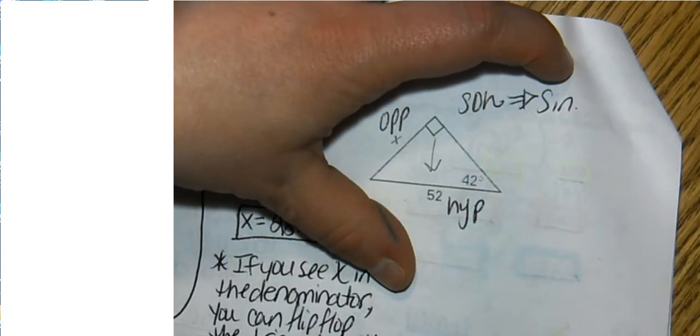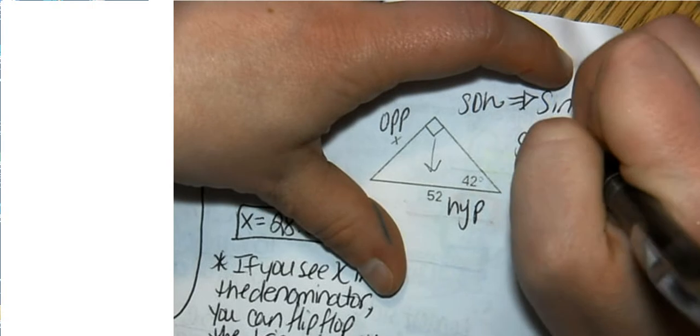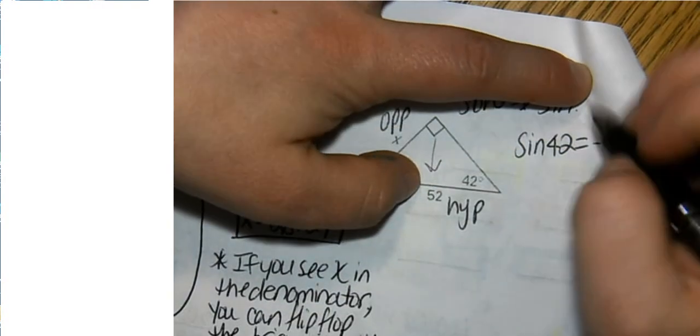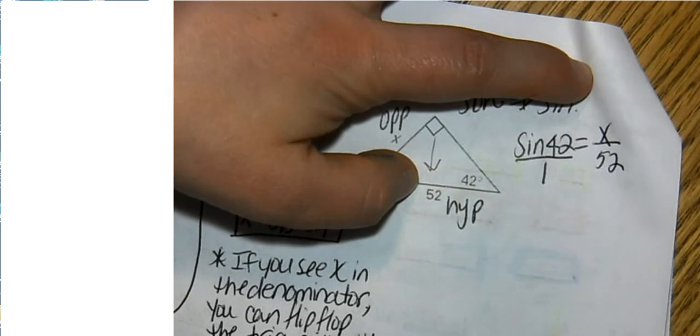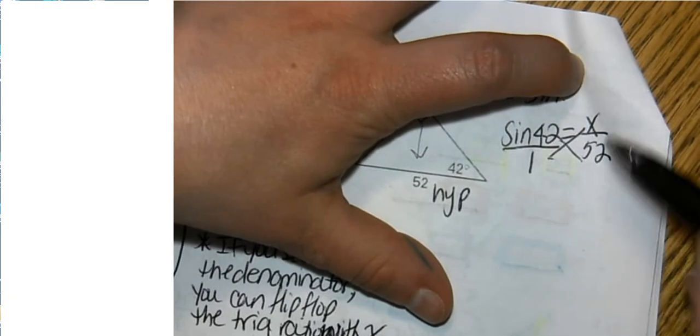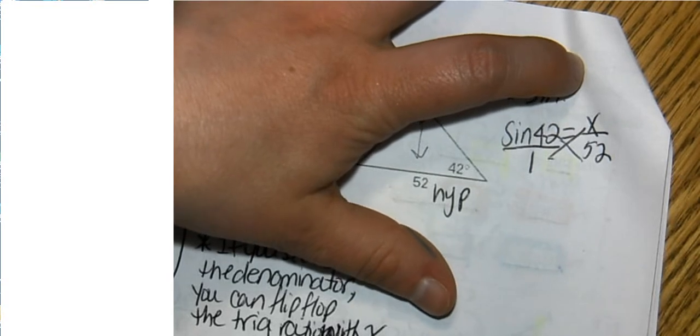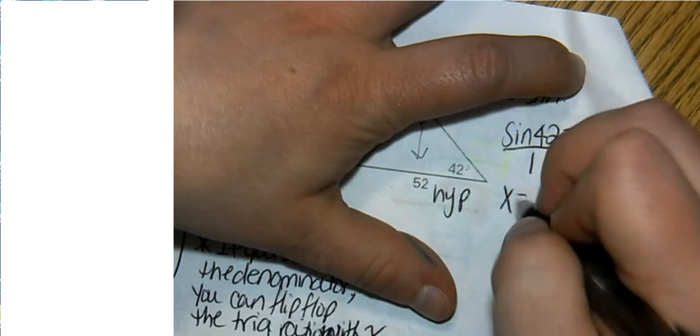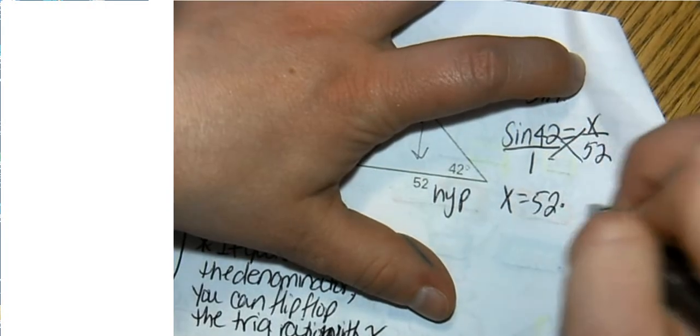So I'm going to take the sine of 42 and set it equal to the opposite, which in this problem is x, divided by the hypotenuse, which is 52. Now remember that sine of 42 is just a number, and we're going to make that number over 1 and do cross product. X is not in the denominator this time, so there's no special trick for it. So instead, we're just going to go x is equal to 52 times the sine of 42.